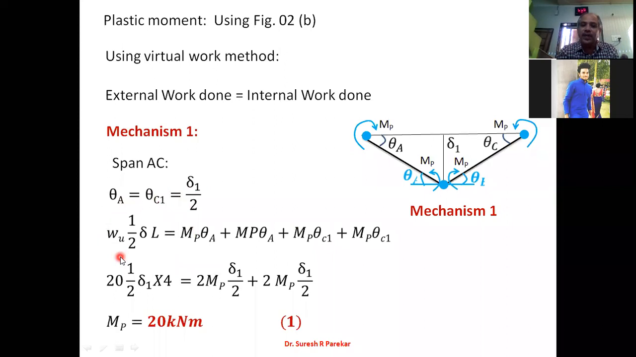As it is a UDL, we have to consider the area under this. So we have W half delta into L, equal to MP theta A plus MP theta A, because we have MP theta A over here. Here MP theta C will also come, and that gives me 2 MP delta 1 by 2, for theta A and theta C1, delta 1 by 2, symmetrical. So I got the value of MP as 20 kilonewton meter.